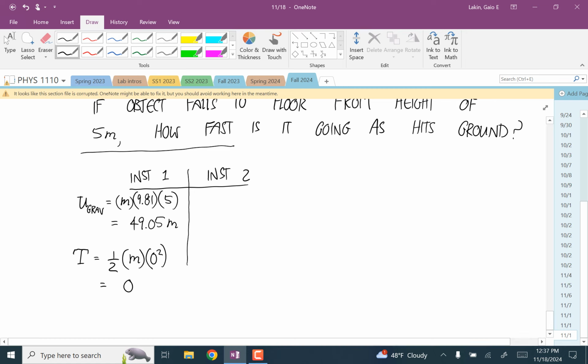And then at instant 2, the gravitational potential energy is m times 9.81 times the new height. What's the height at instant 2? 0. So the gravitational potential energy is 0 at that second instant. And we're trying to calculate the speed before it hits the ground, so we don't know what that is. So I'll just leave it as v for now, and we'll be able to calculate that.